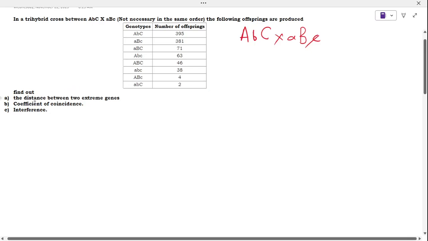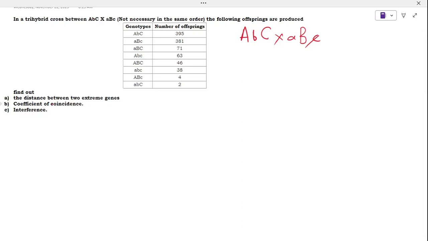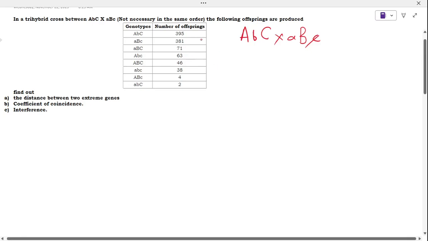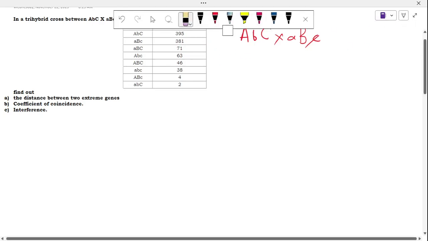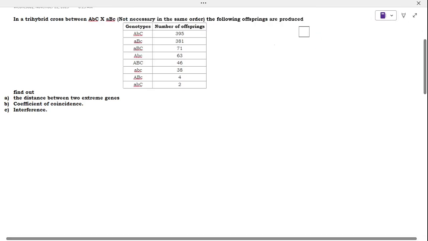In that, the first question is to find the distance between the two extreme genes, the next question is to find the coefficient of coincidence, and the third question is to calculate the interference. This is a trihybrid cross, right? Because of that, we need to find which is which, and which combination belongs to which one. We need to find that first.